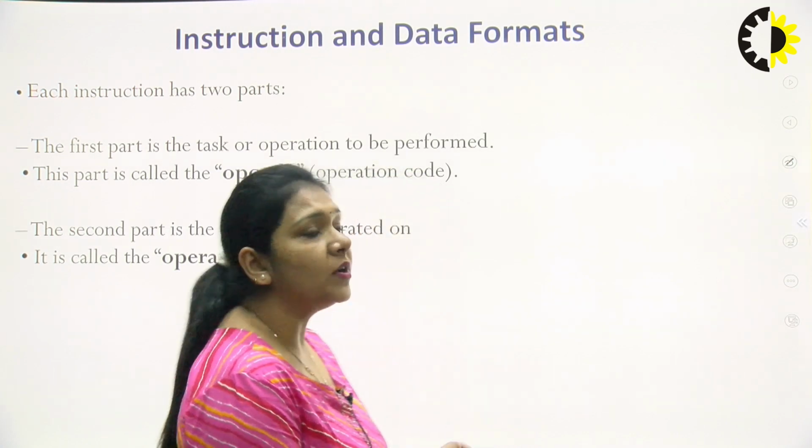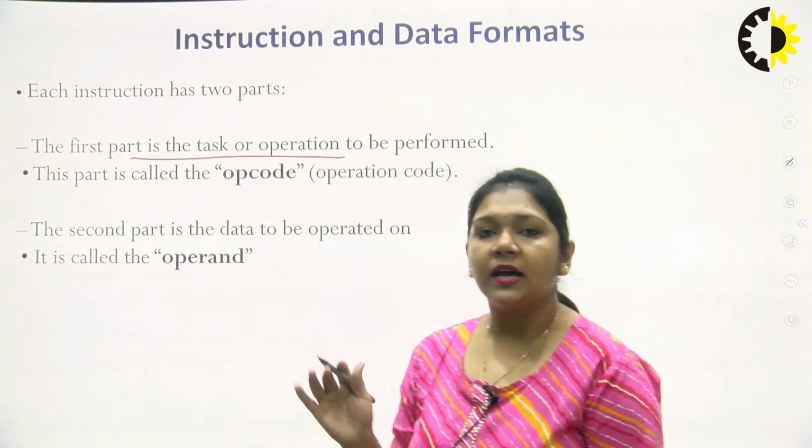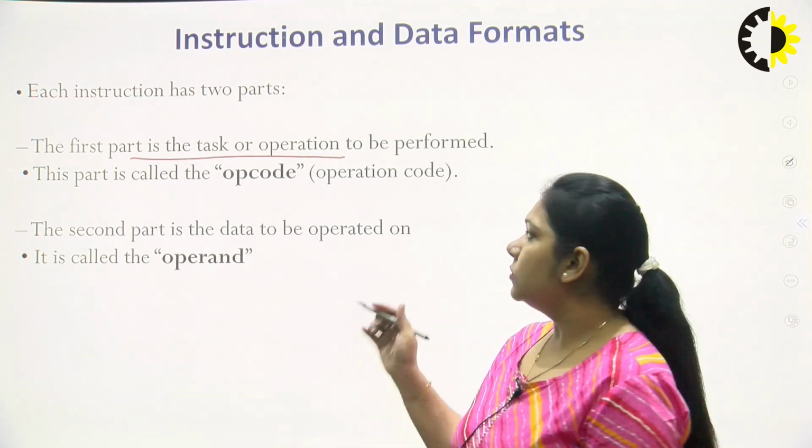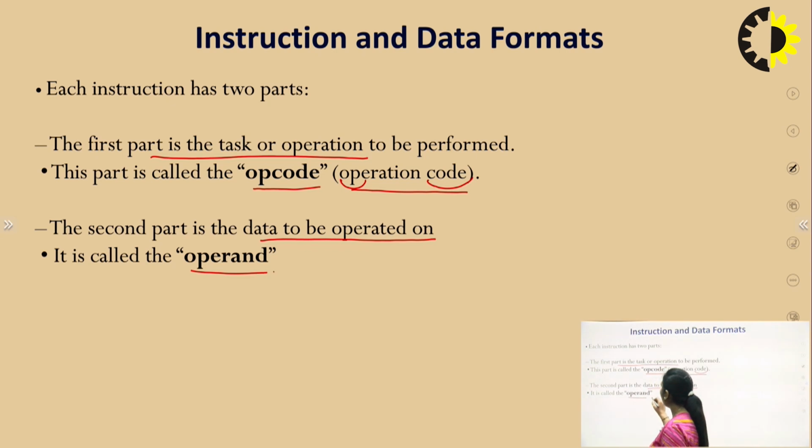What is opcode? Opcode is the first part of the instruction, or we can say the task or the operation that we have to perform. It is generally called the operation code, and the short form, opcode, derives from here. The second part of the 8085 instruction is the data on which the microprocessor has to operate. It is called the operand. So there are two parts of the instructions: the first is always the opcode, and the second is the operand.